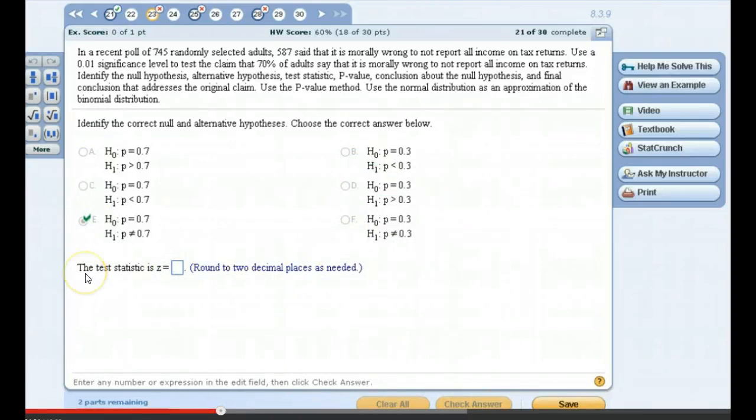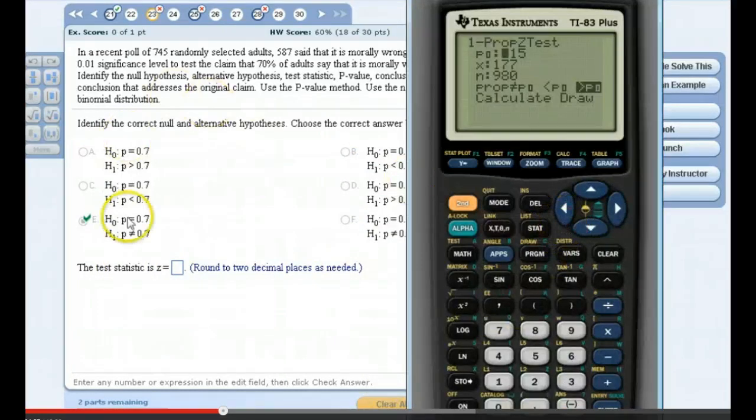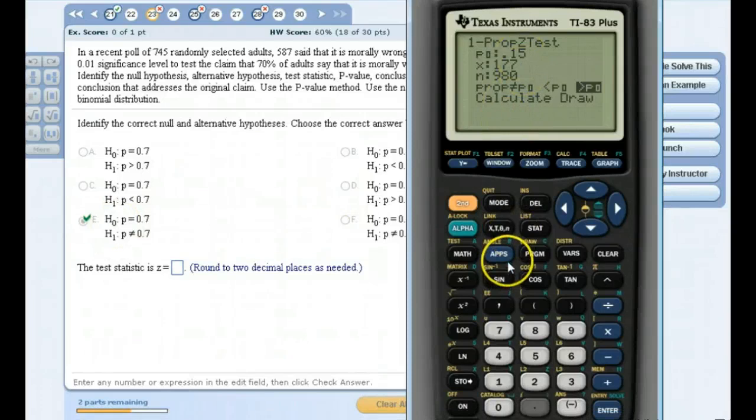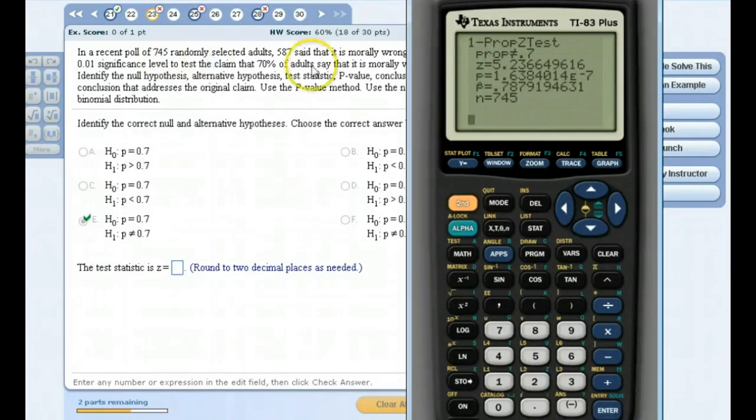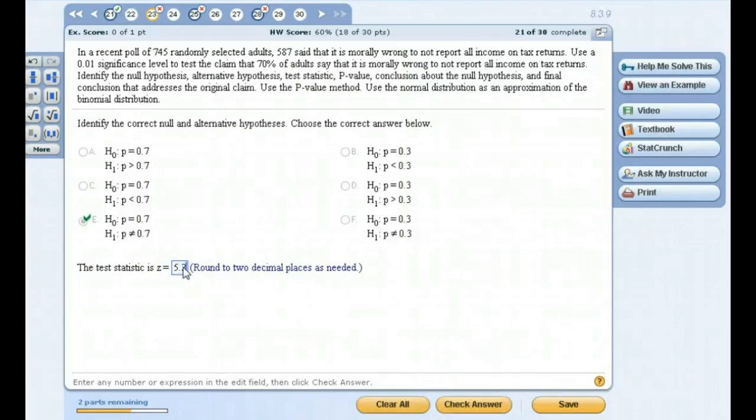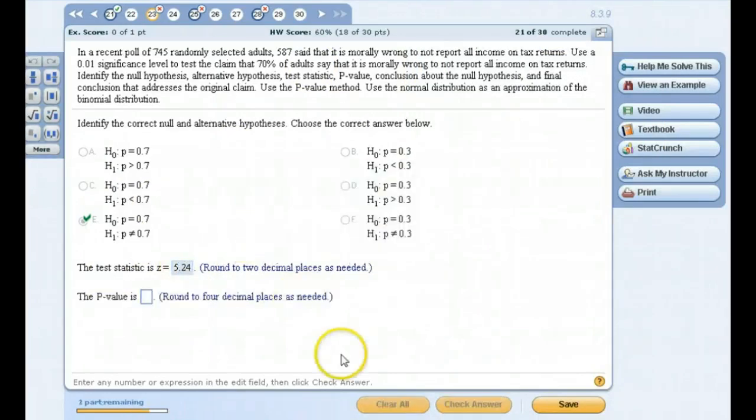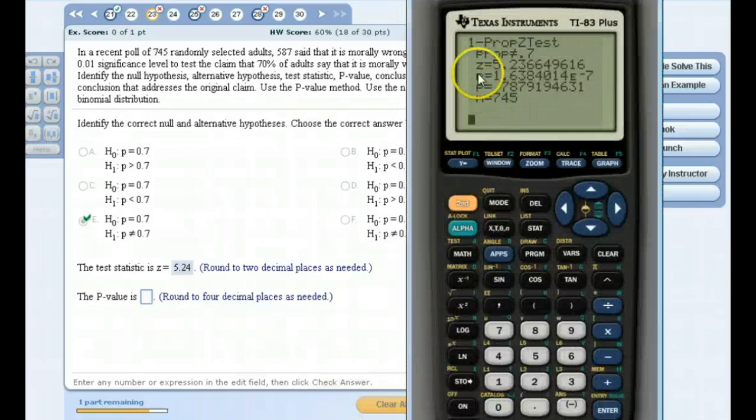Alright, the test statistic, remember, how do we get the test statistic? We run the test. So if you look here, our claim is 0.7, so we're going to let that be what goes in here. So there's the P naught, 0.7. Alright, X is the number that said it is morally wrong, so 587. N is the number in the poll. And then we're doing a not equals or a two-tailed test. Okay, calculate. Z, the test statistic, is the very first number we see underneath the summary of the test. Alright, rounded to 2 places. And the p-value, again, one line underneath that is your p-value.